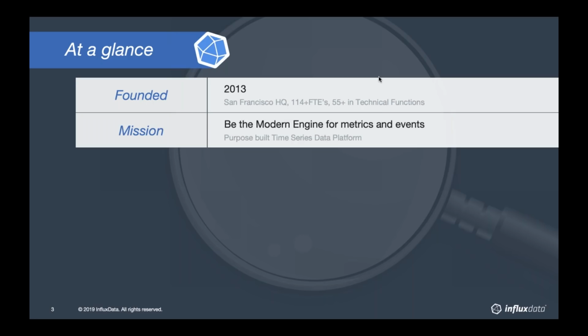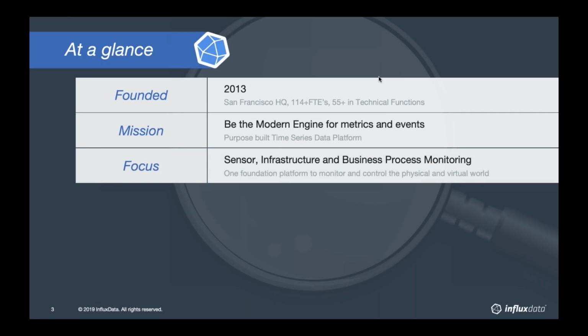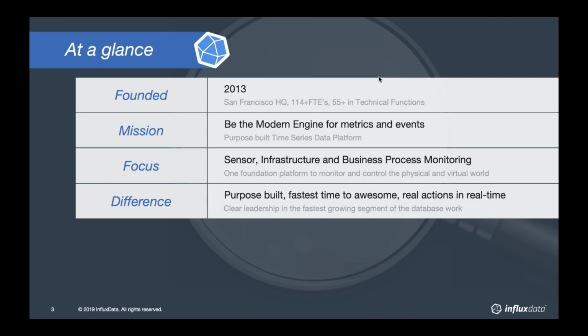Our mission is to be the modern engine for metrics and events, and we do that by providing a time series data platform where all your timestamp data can converge. We focus on three main sources of timestamp data, which are sensors, infrastructure, and business process monitoring. We differentiate by being purpose-built. In every decision we made in the design and architecture of the solution, we kept in mind that we want to provide the fastest time to awesome.